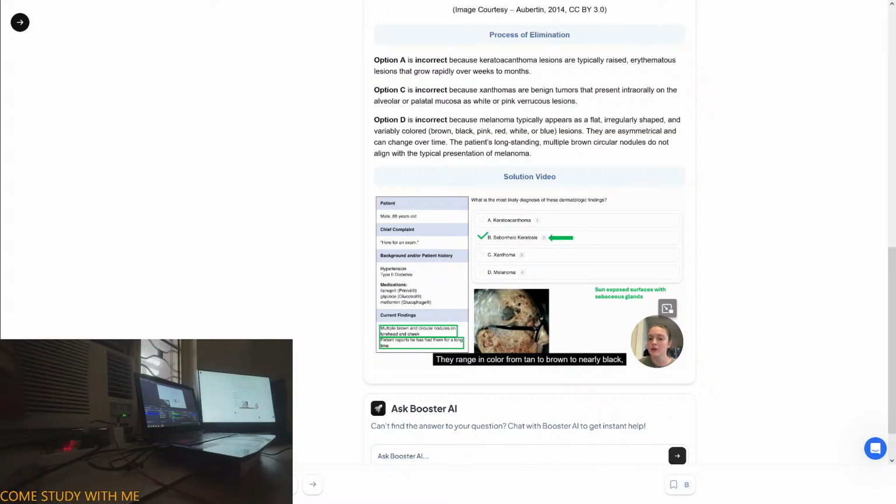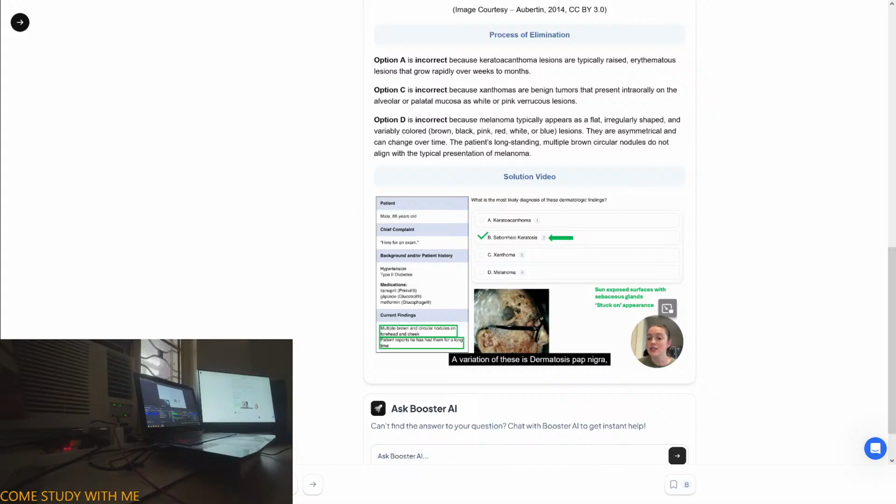They range in color from tan to brown to nearly black, but they have a homogeneous color. Clinically, they have a characteristic stuck-on appearance that is often compared to dirty candle wax dripped onto the skin, or mud thrown against a brick wall. Pretty descriptive terms here. There typically are several of these lesions present rather than just one, and more tend to appear as a person ages.